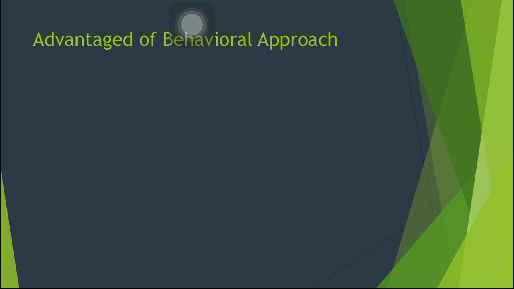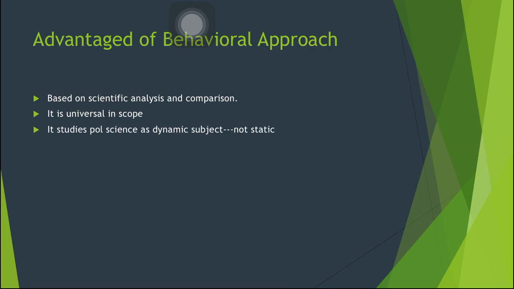You can also write advantages as bullets, but for the sake of question purposes, it has certain advantages. It is based on scientific analysis and comparison. As I have told you, there is no need to go into detail. It is universal in scope. Almost all the nations, all the states after the Second World War, have adopted it, and all the theorists are of the view that it is relevant and practical. So it is universal, and it studies political science as a dynamic subject, not static. I have written the word dynamic, meaning this is a living one, and not study for the sake of study. No, it is practical.